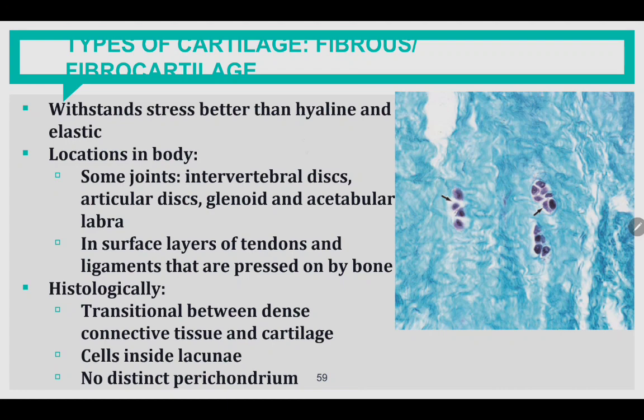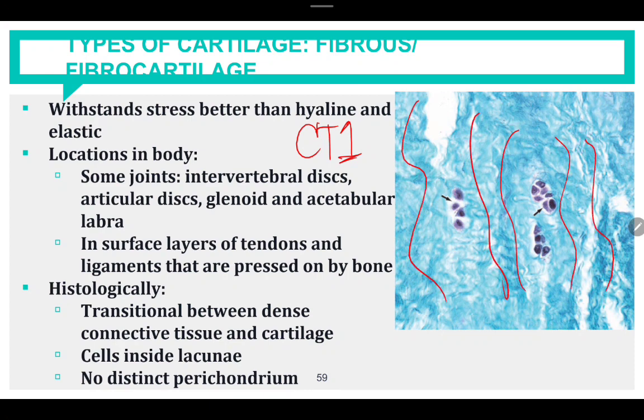It's because it is abundant with collagen type 1. Okay? Makita niyo mga fibers na yan. Those are all collagen type 1. So, kasi visible na sila. Okay, the locations in the body, di ba, sinabi ko sa inyo, dalawa lang. We have the intervertebral disc, the symphysis pubis.